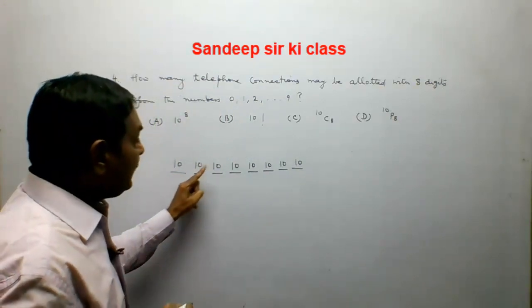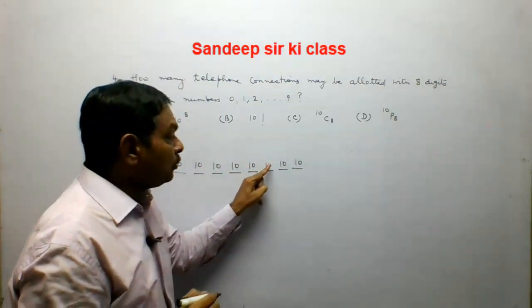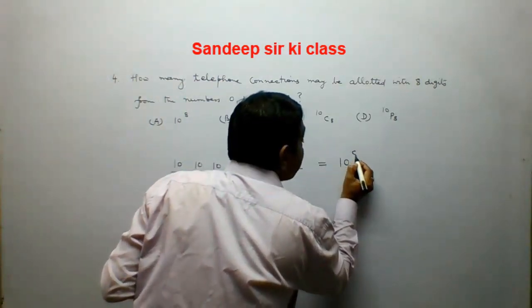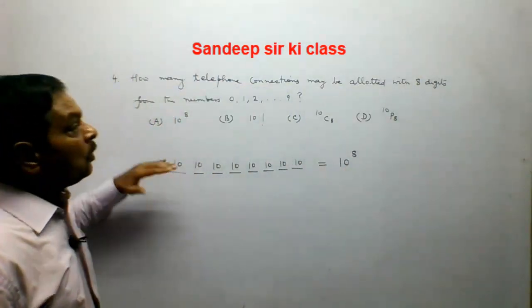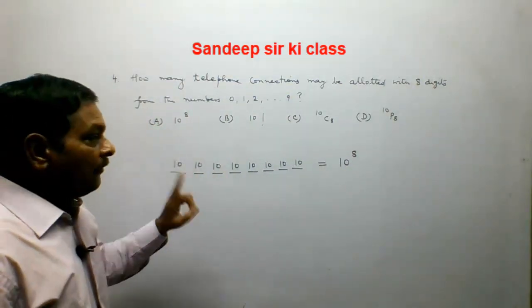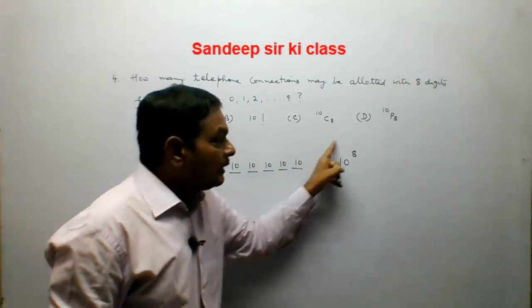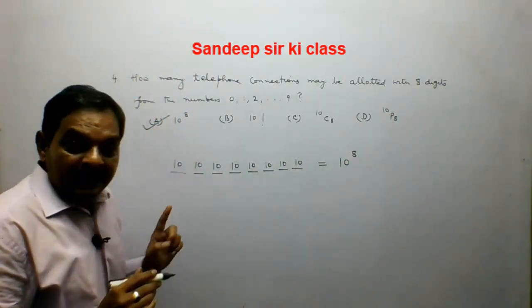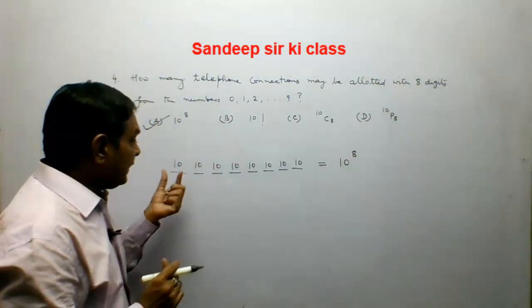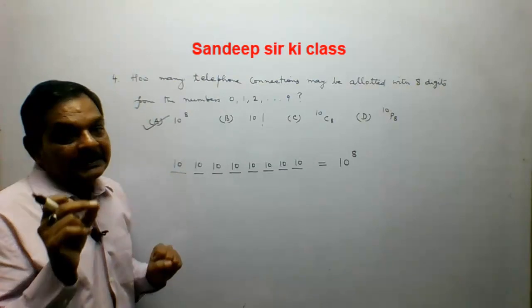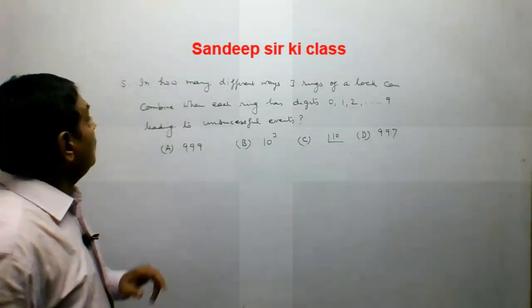10 into 10 into 10 into 10 into 10 into 10, this is up to 8. So this is 10 raised to the power 8. So the number of connections which can be allotted of 8 digits are 10 raised to the power 8. Option A is correct. Here we have assumed that the telephone number can have 0 at its first place.